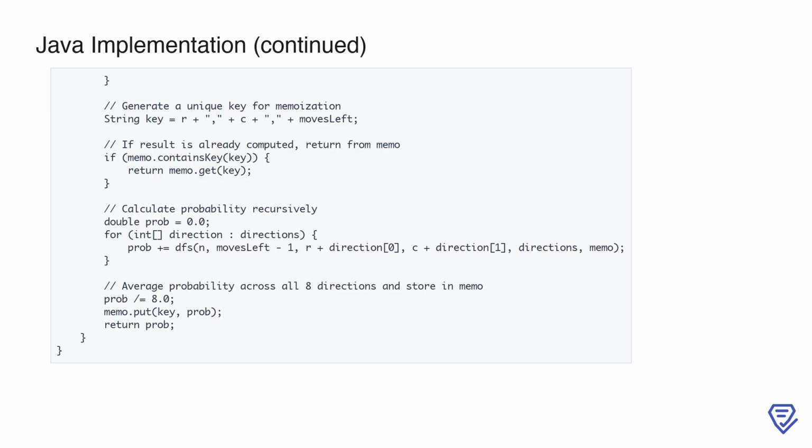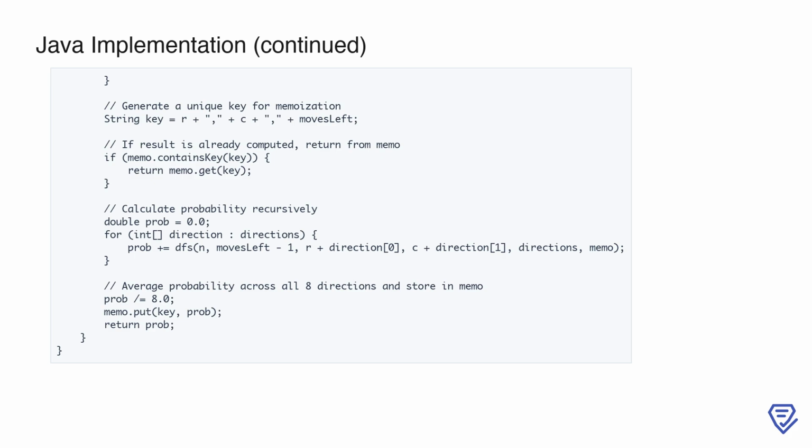Once all moves are processed, we divide the total probability by 8.0 to account for the average across all directions, since the knight has 8 possible moves. Finally, we store this computed probability in the memoization map using the generated key and return the result. This ensures that future calls with the same state can reuse the stored value, making the solution efficient and scalable for larger inputs.